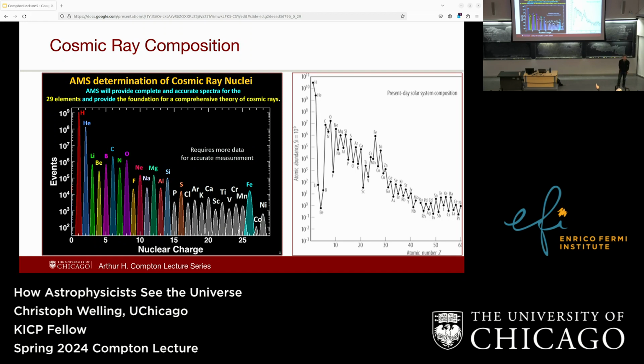In this chart over here, the vertical line here, is that the mass, or is it the number of atoms? This chart on the right? Yes, the vertical line here. This is how many you see. Is it how many atoms or how much mass? This is the number of atoms.